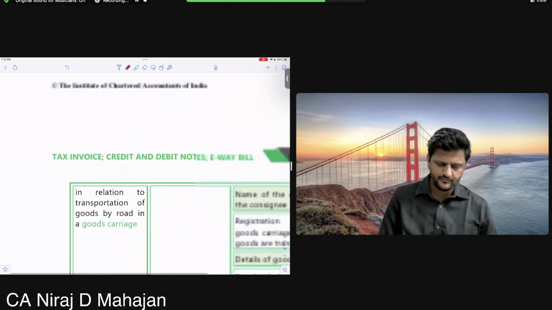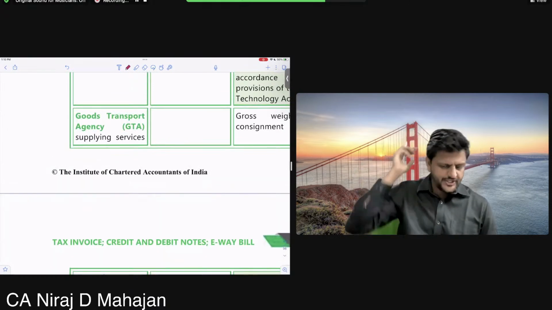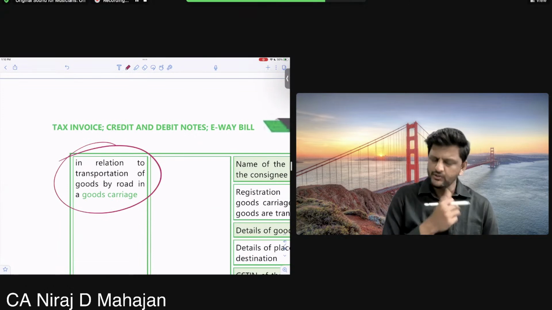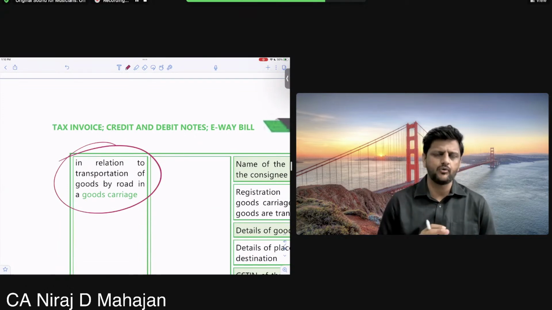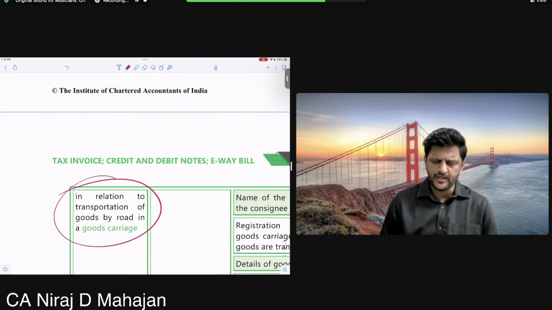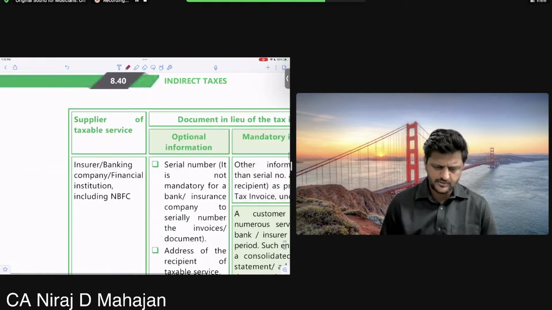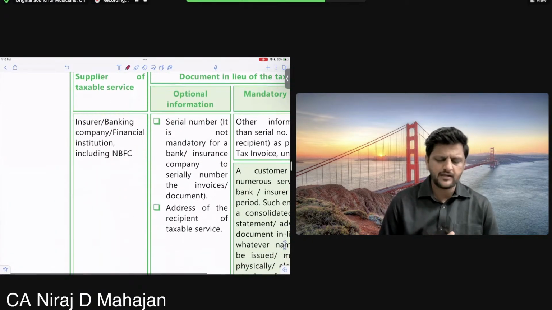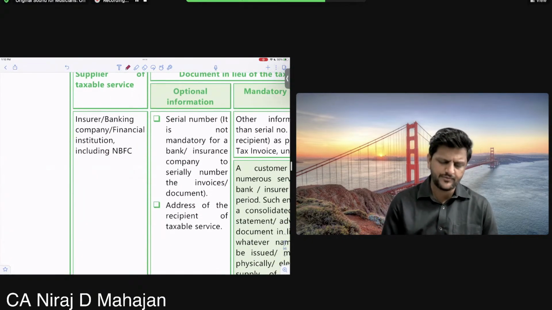Then GTA, supplying services in relation to transport of goods in goods carriage. Whatever invoice or document they issue, the goods transport agency will be deemed to be an invoice. Yes. An insurer, banking company, financial institution, and including NBFC. Insurer, banking company, financial institution.